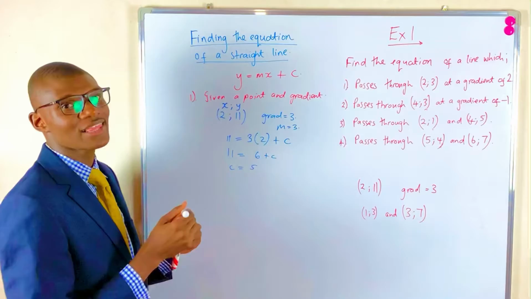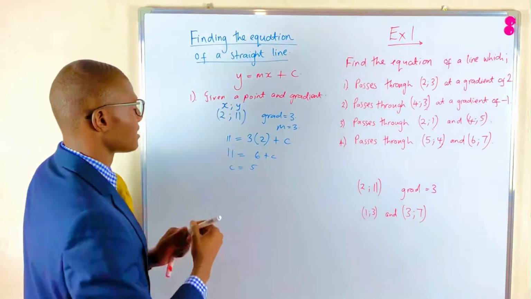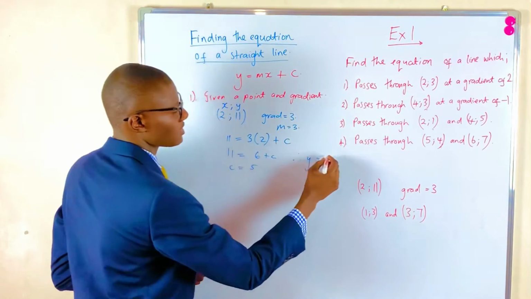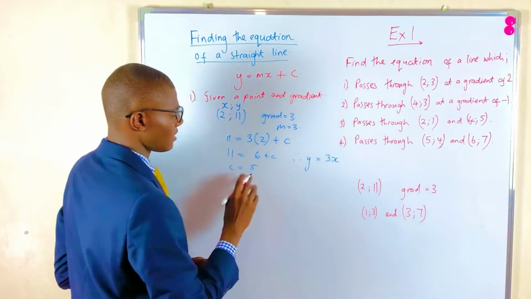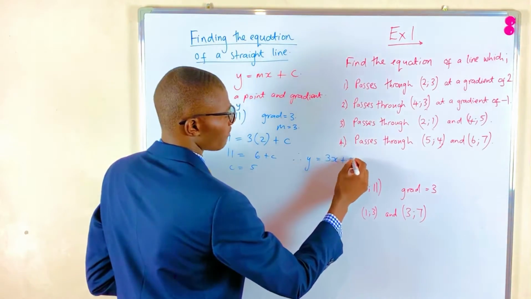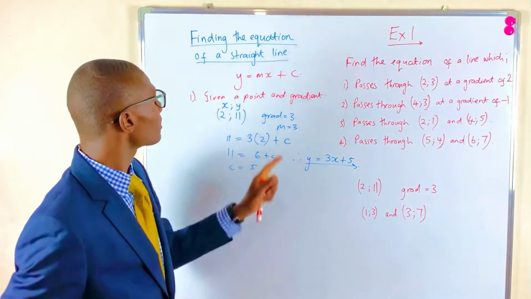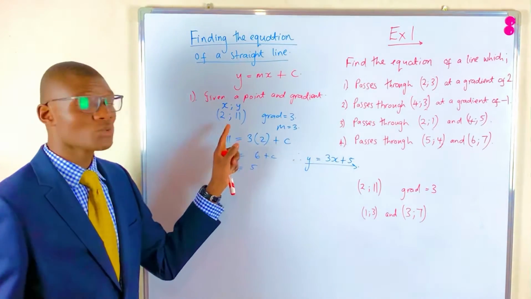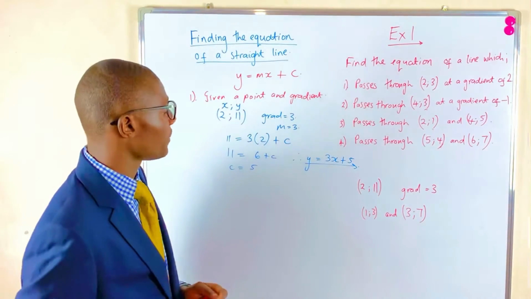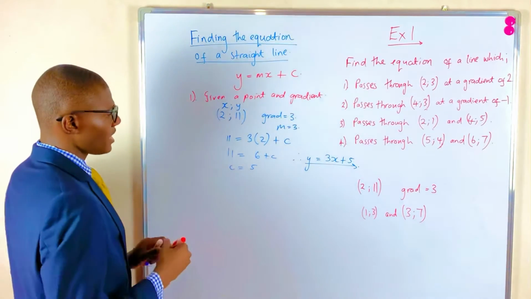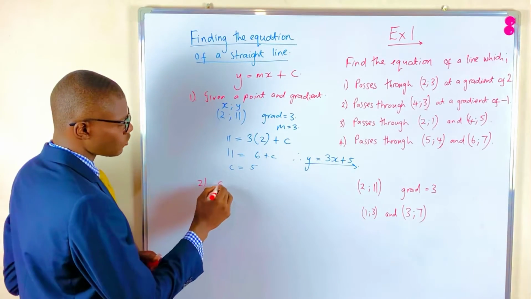So now we can fully write the equation as, therefore, y is equal to m, which is 3x plus c, which is 5. So now this is the equation of that line, the line which passes through the point (2, 11) at a gradient of 3. Now let's look at the second scenario. The second scenario is when we're given 2 points.